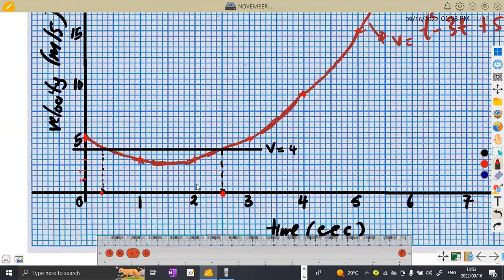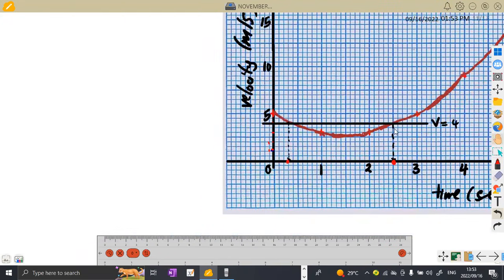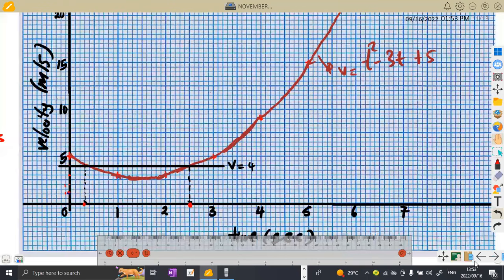Okay, so this was C item 1. So I'm just going to write it aside. Remember, these are the values of t. So C item 1, t is equal to, we said the first one is going to be 0,3 seconds, or another t is equal to what? 2,5 seconds. So these are the values of t representing time in seconds. Okay, so I think this one is fine. Let us move on to the other question.